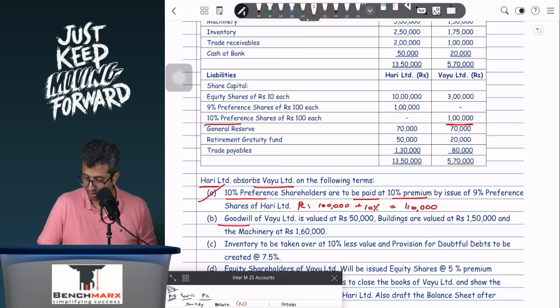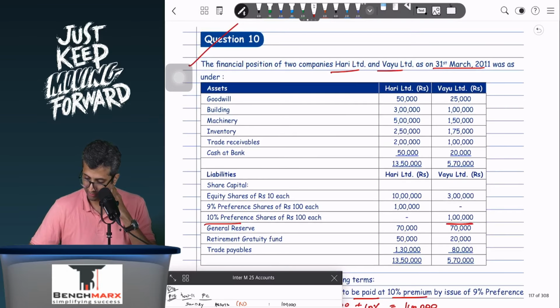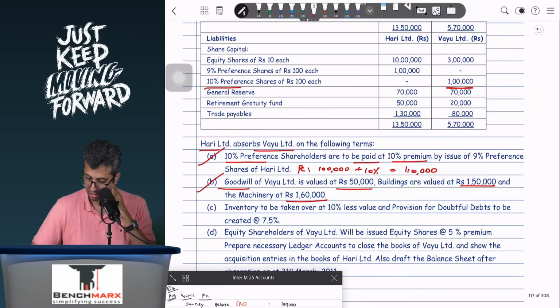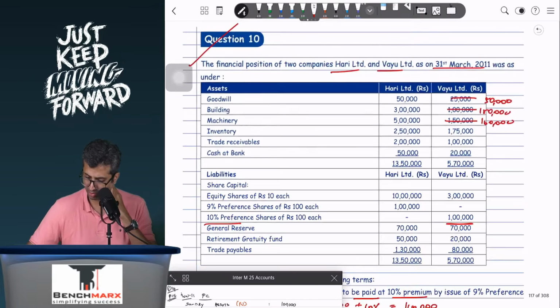Goodwill of Vayu is to be valued at 50,000. Okay, and buildings are valued at 1,50,000 and machinery at 1,60,000. So over here, you will have buildings at 1,50,000, machinery 1,60,000, goodwill at 50,000. So definitely there are a lot of adjustments on the fair value. Next, inventory is to be taken over at 10% less, and provision for doubtful debts created at 7.5%. So inventory will be at 10% less. So 1,75,000 minus 10% will come to, I think, 157,500.